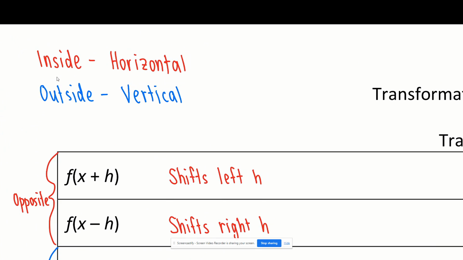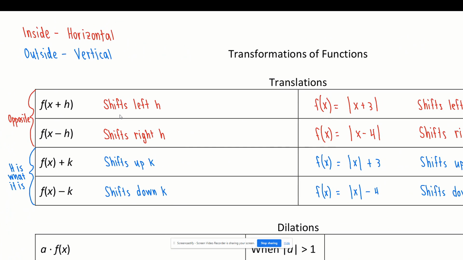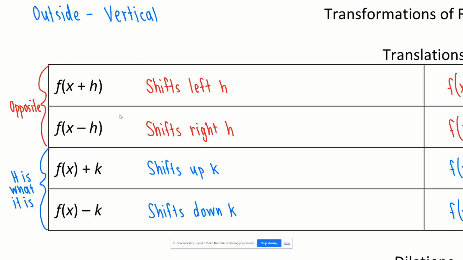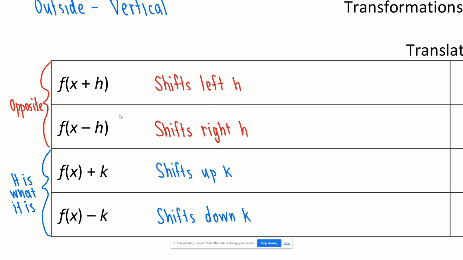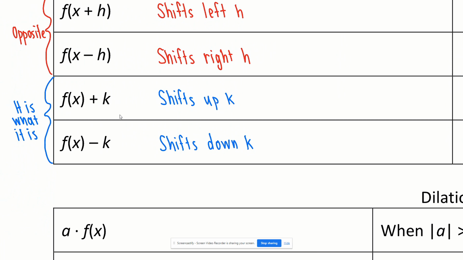Remember, if it is happening on the inside, it's going to represent some type of horizontal transformation. If it's happening on the outside, it's going to represent some type of vertical transformation. It's really important as we look at these. We went through all of our adding and subtracting and how that represents a translation, or what I like to call a shift. If it happens on the inside, it's horizontal and it's the opposite. If it happens on the outside, it's vertical, and it is what it is. So we talked about that.